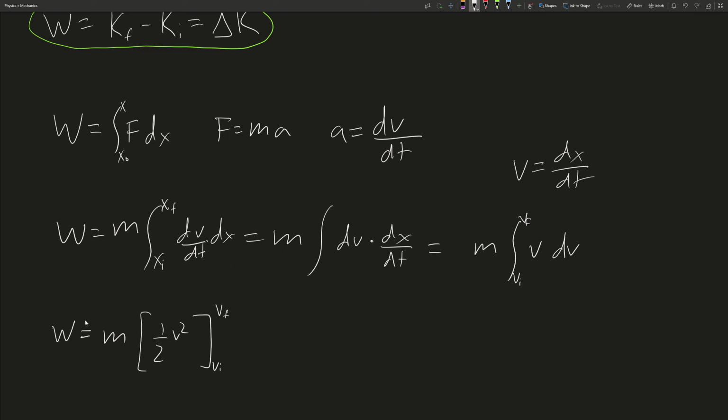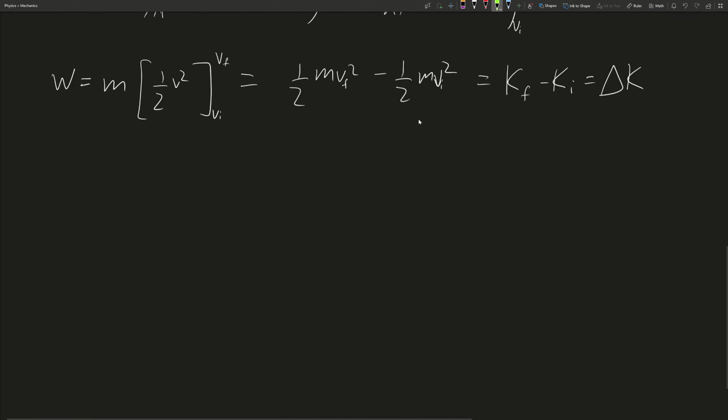And evaluating this, we find that it is equal to 1/2 m vf squared minus 1/2 m vi squared. So vi squared. And this is equal to the difference in kinetic energy. So final kinetic energy minus initial kinetic energy, which is equal to the change in kinetic energy. So from this, we have shown that work is equal to the change in kinetic energy, even when there is not constant acceleration. So for cases with variable acceleration.